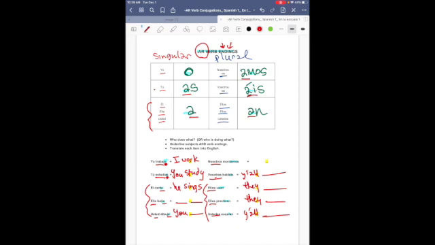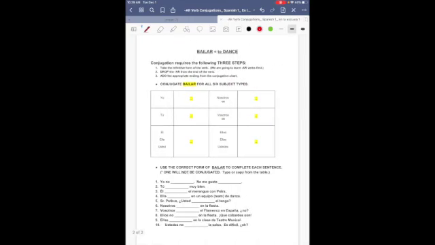Let's go ahead and do this one together. Nosotros montamos. We see the verb here is montar. The ending, amos, goes with nosotros here on our chart. We ride. Montamos. We ride. So you need to finish this. I've given you a lot of content here. If we go to the next page, we're conjugating bailar for all six subject types.